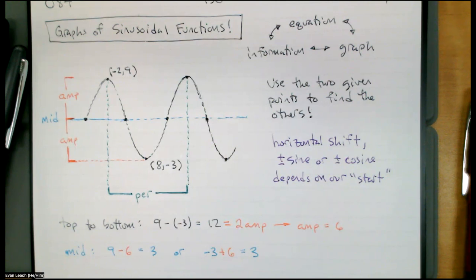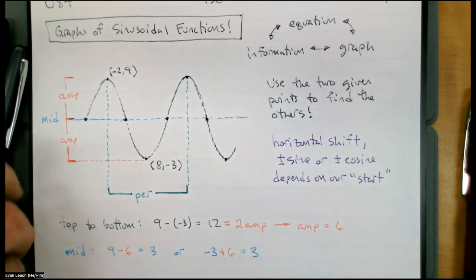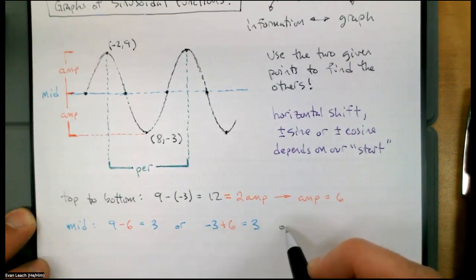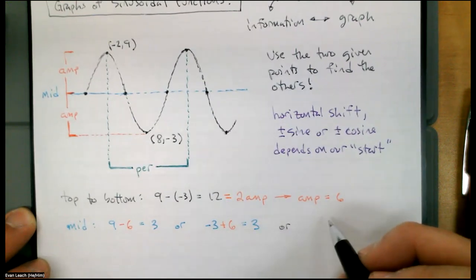Also notice we can find the middle by just taking the average of the top and the bottom. 9 minus 3 is 6. 6 divided by 2 is the middle. So we can also do a different method entirely, the average of the top and the bottom.